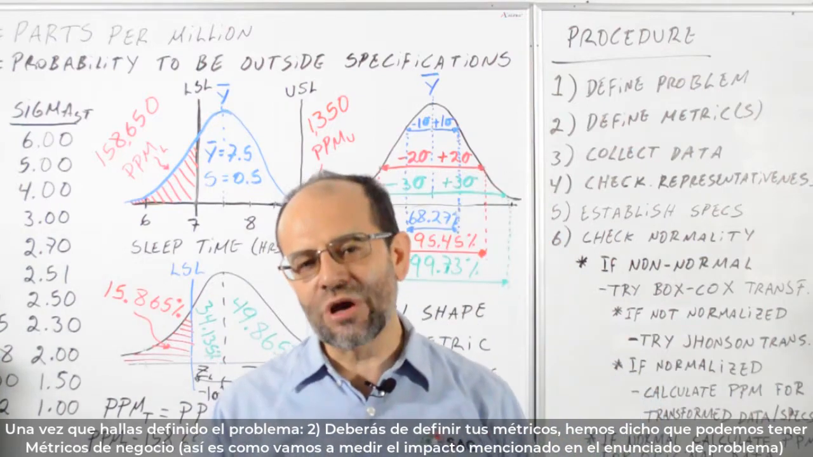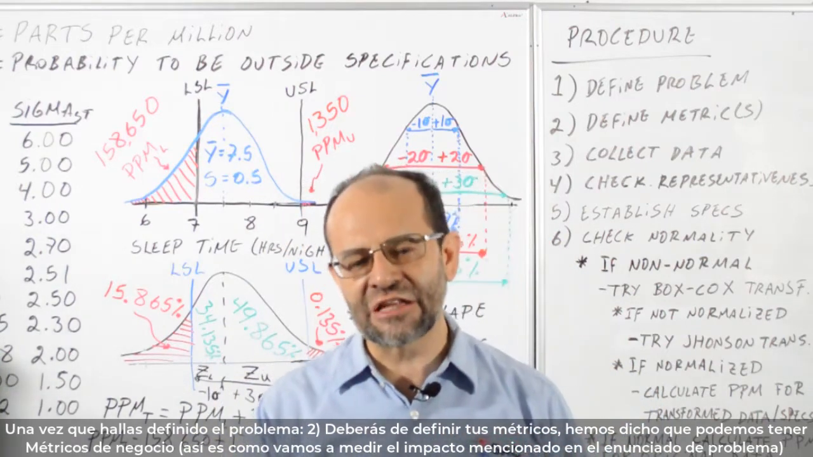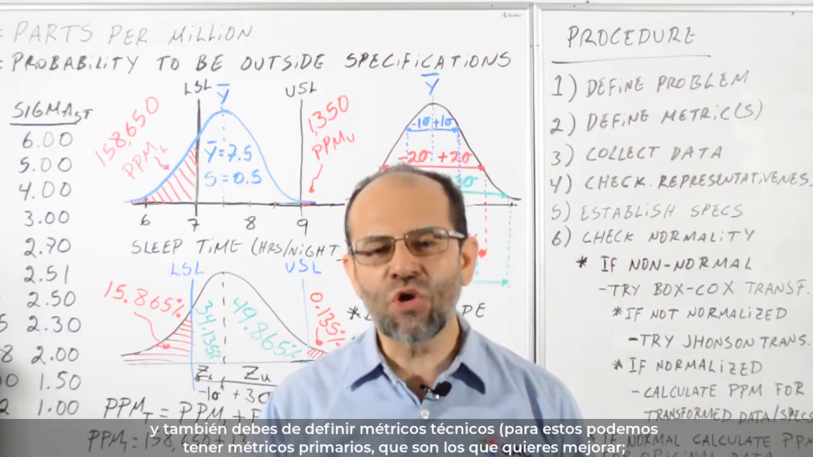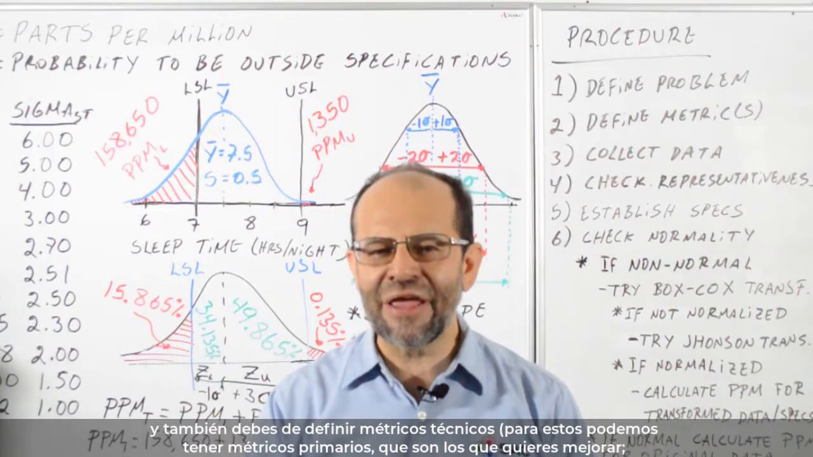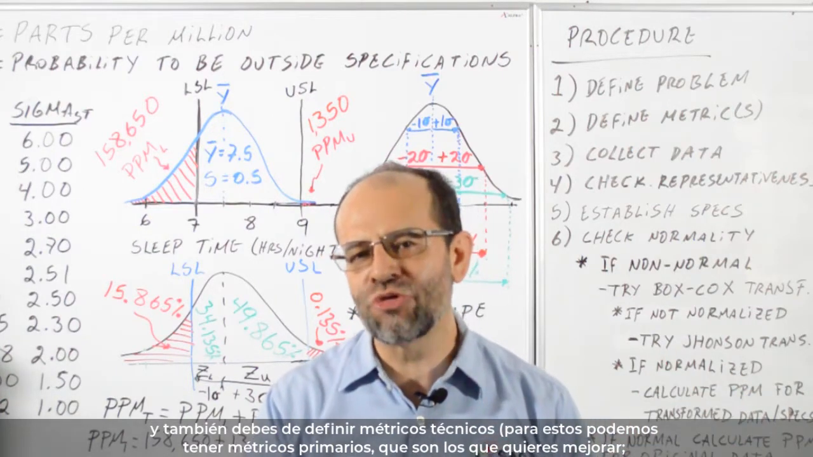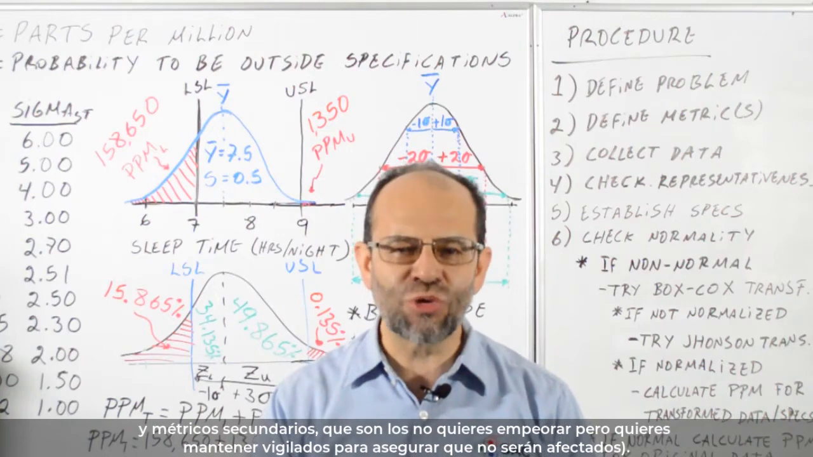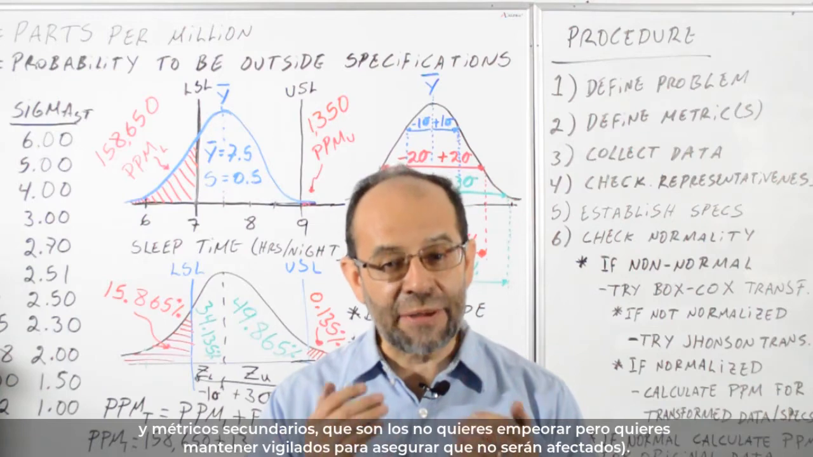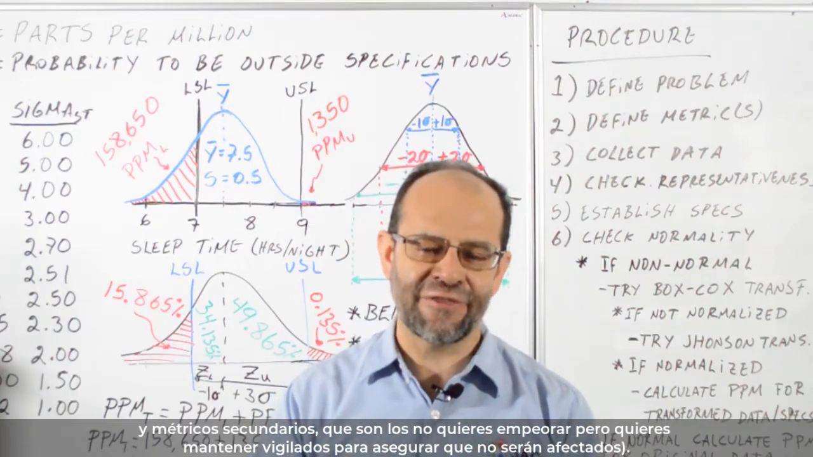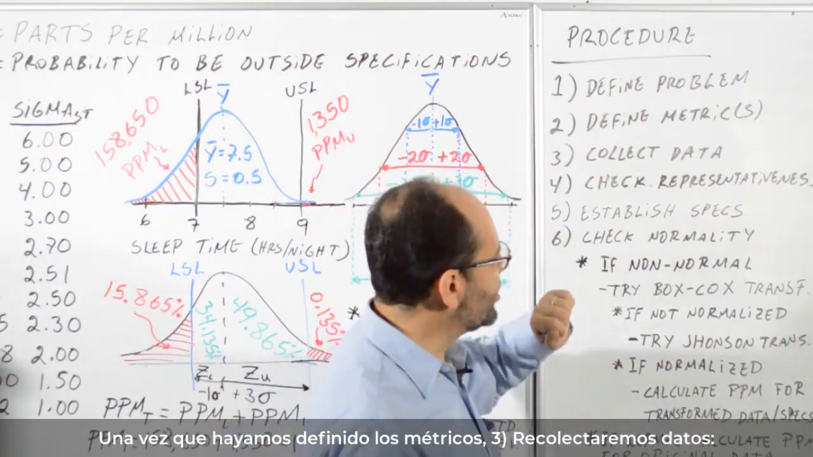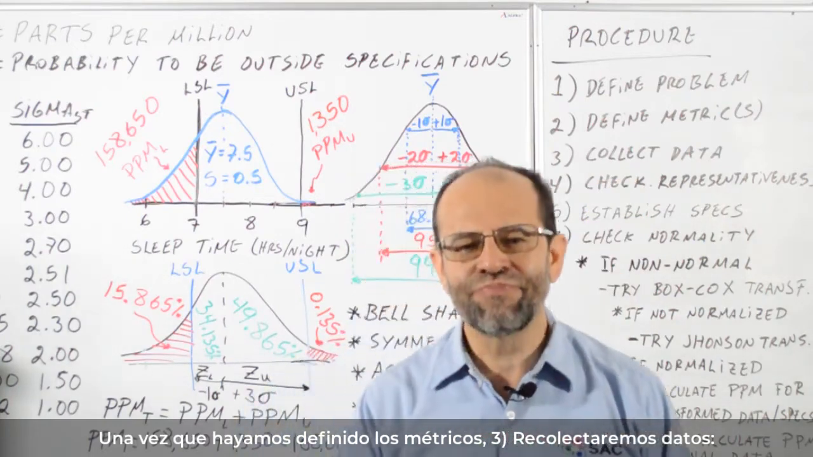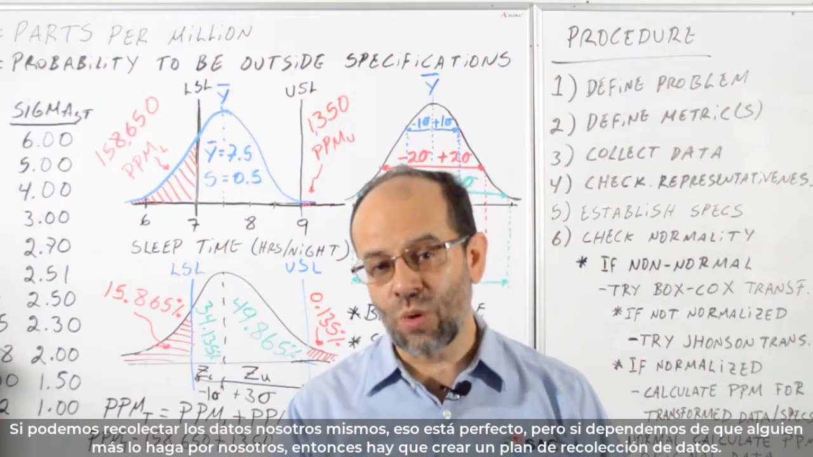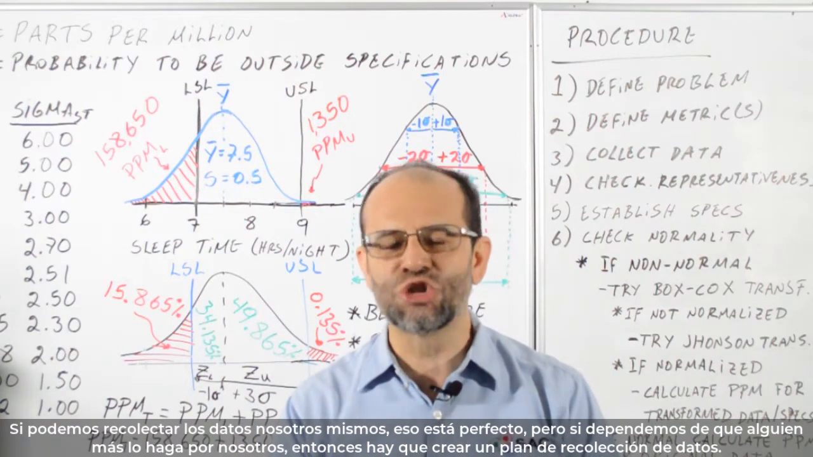We have said that you can have business metrics, and that's how we are going to measure the impact in the problem statement. And we are going to have technical metrics. For the technical metrics, you can have primary metrics, the ones that you want to improve, and counter metrics or secondary metrics, the ones that you don't want to make worse, the ones that you want to keep an eye on to make sure that they won't be affected. Once that you have defined your metrics, then you are going to collect data. If you can collect data by yourselves, that's great. If not, you have to rely on someone else. You have to create a data collection plan.